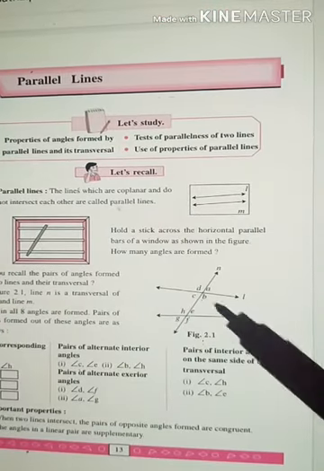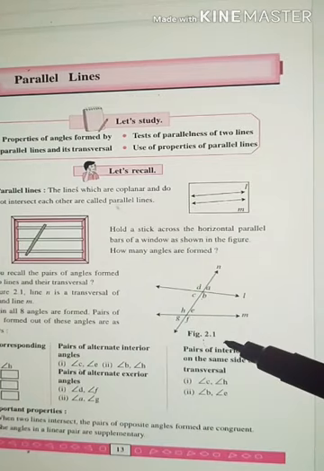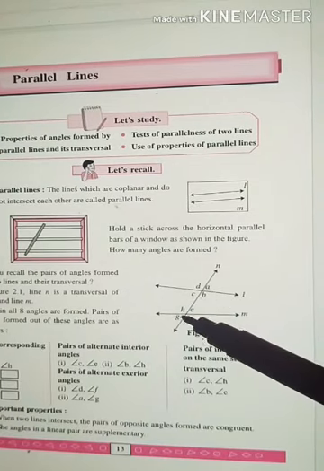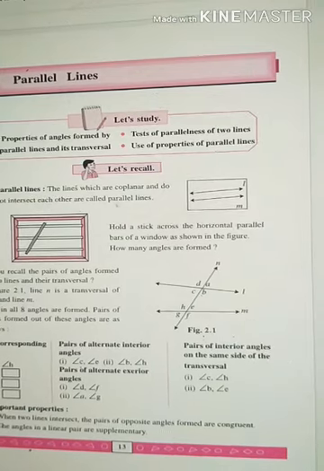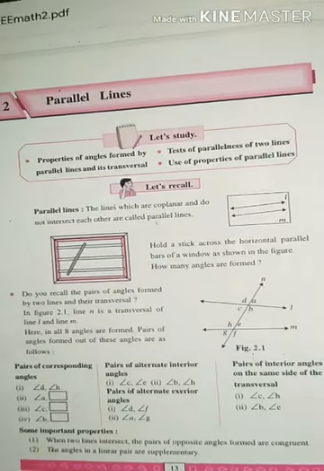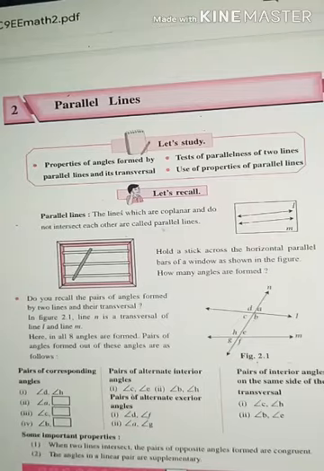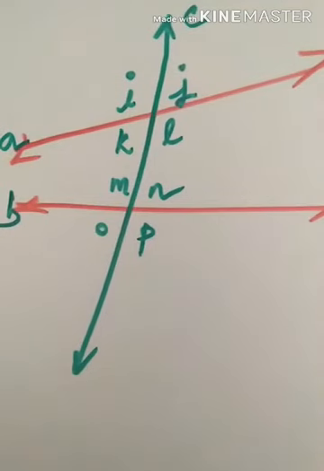Then we have the interior angles. Interior angles are C and H, B and E. As we discussed, same way we wrote the names of the angles. Okay children, now let us discuss a few more characteristics of the angles.